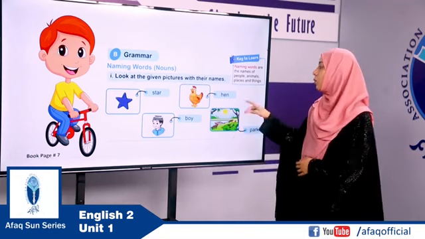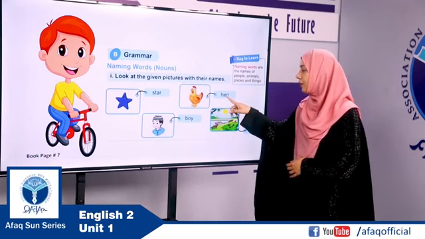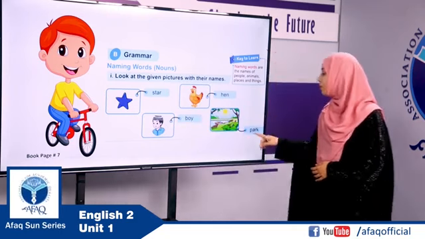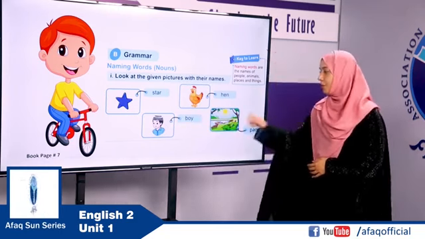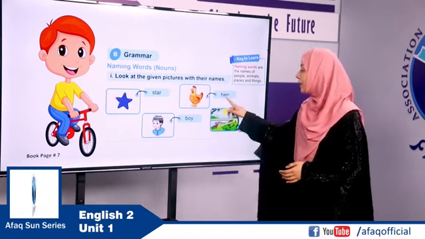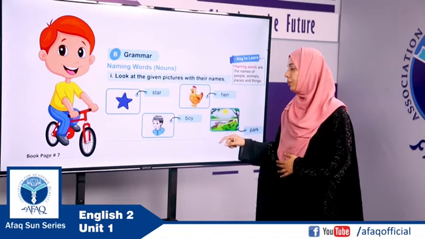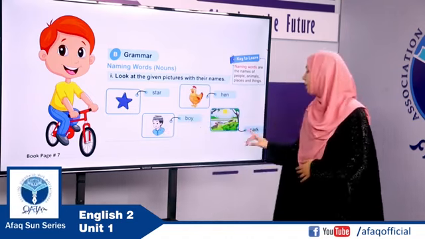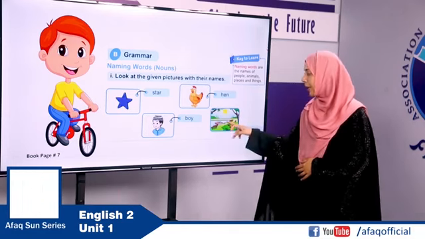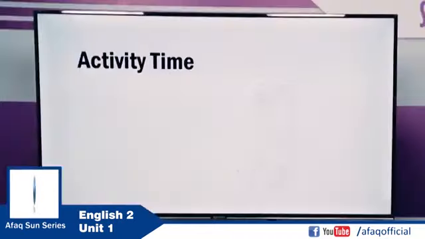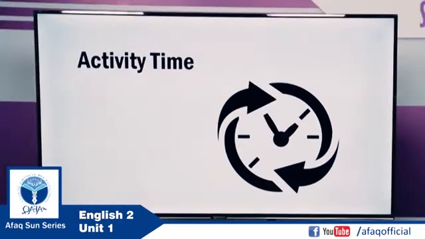The next naming word is hen. Boy is also a naming word. And park is also a naming word. Students, please note that hen is the name of an animal. Boy is the name of a person. Park is the name of a place. And star is the name of an object. Let's move to our next activity.